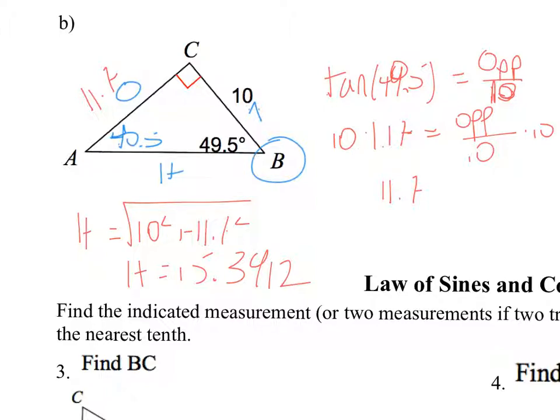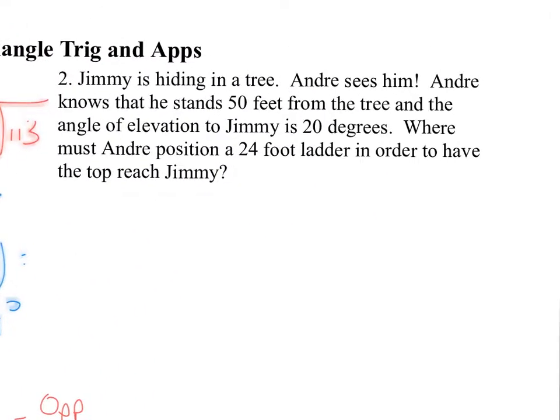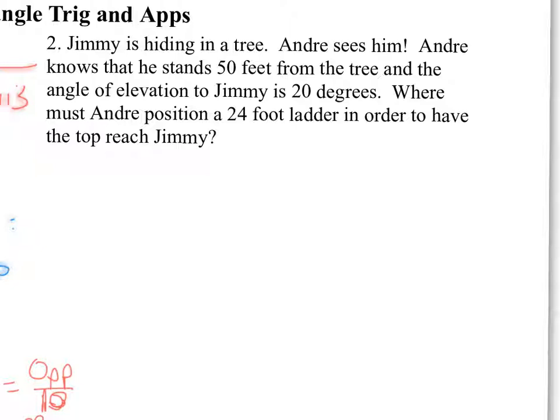Moving on to the word problem. Okay, we've got Jimmy hiding in a tree, and Andre sees him. I'm going to draw a picture to represent that. Here's my tree. Here's Jimmy in my tree. Andre is somewhere over here.